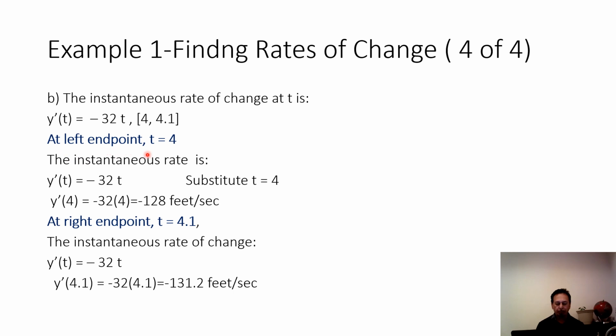Now at the left hand point, t equals 4, the instantaneous rate is y prime of t equals minus 32t, so we substitute t equals 4. So this becomes y prime of 4 equals minus 32 times 4, which is minus 128 feet per second. Now at the right hand point t is 4.1, so the instantaneous rate of change, which is y prime of t equal to minus 32t, we substitute 4.1 and simplify, and you will get minus 131.2 feet per second.